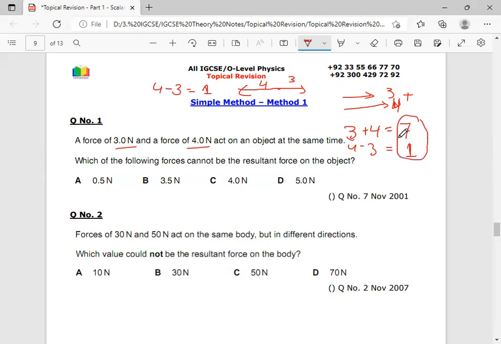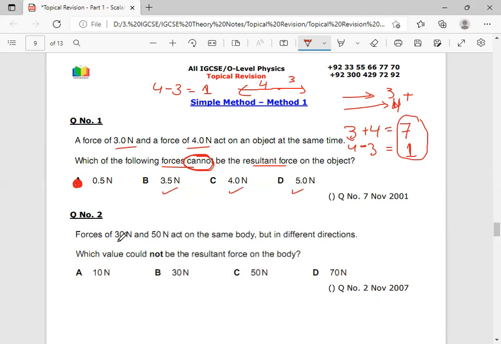Our answer should be in between 1 and 7. It can be any answer: it can be 1, 1.5, 2, 2.5 up to 7. So an answer outside these limits will not be the correct answer. Now move towards the question. A force of 3 Newton and a force of 4 Newton act on a body at the same time. Which of the following forces cannot be the resultant force? 1 and 7. 3.5 exists in this range, 4 exists, 5 exists, and this answer is less than 1. So 0.5 is the correct answer.